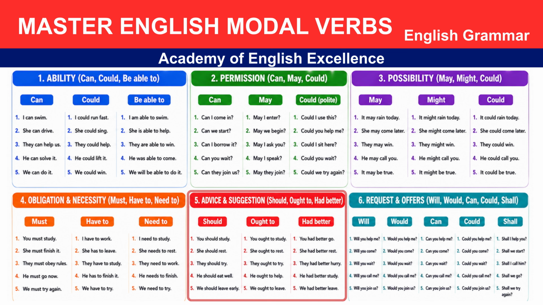Next, advice and suggestion. We use these to give recommendations, such as should, ought to, and had better. Let's see the examples. Should. You should study. She should rest. They should try. He should eat well. We should leave early. Ought to.